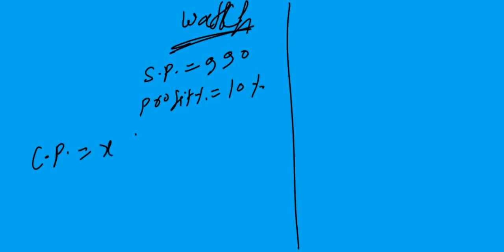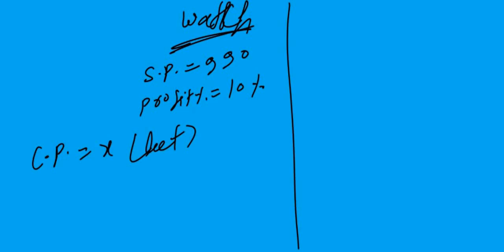So for the watch, what is given? First of all see, it is given selling price is equal to 990 rupees. Profit percent is given as 10%. So what will be the cost price? Actually students make mistakes here. We have to take the cost price as X. So let the cost price be equal to X.